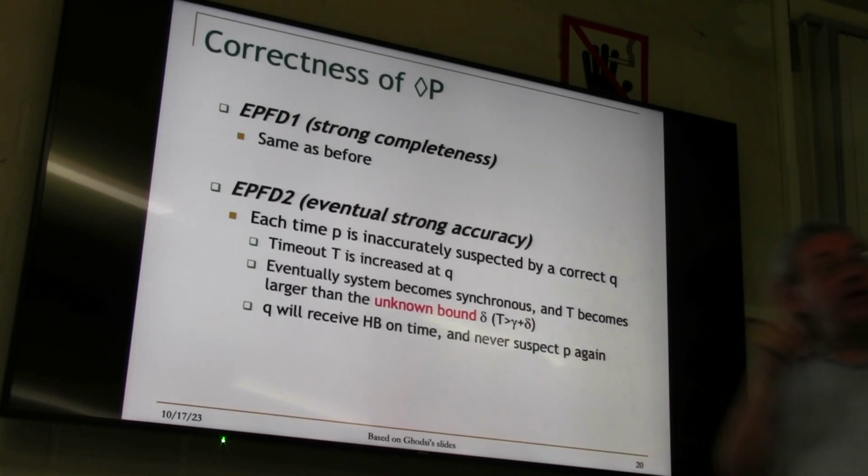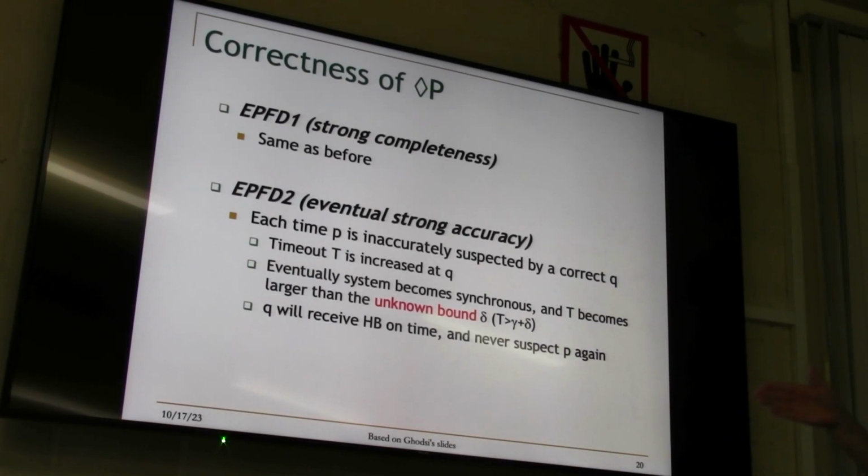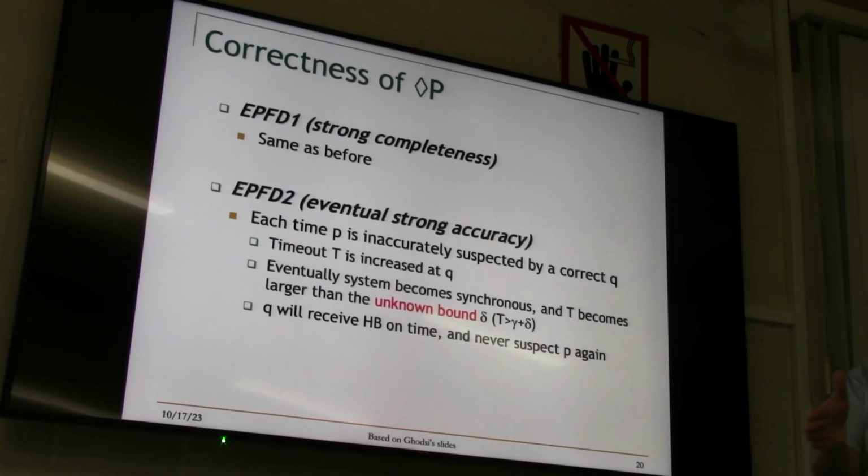Eventually the system becomes synchronous, which means there's a bound on the message travel time. Okay? And eventually T, because T keeps increasing, becomes larger than this bound. So there's a bound. Once the bound exists, T keeps increasing. Eventually T will become larger than that bound, and at that point Q will never suspect P again. You see? Two things have to happen.